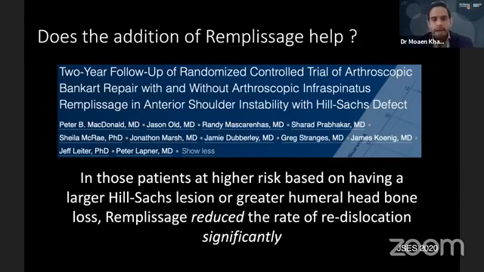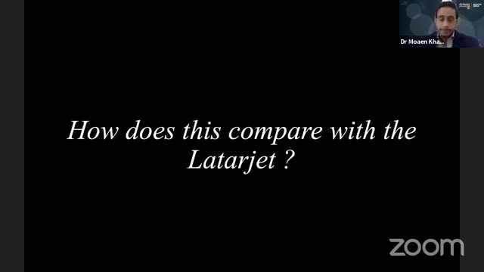Pete McDonald out of Winnipeg, where they looked at patients, and this is a randomized controlled trial with 2-year follow-up, and they found that the addition of the remplissage procedure does reduce the rate of redislocation significantly in those patients that are at higher risk. So clinically, yes, the remplissage procedure does help. So how does it compare with the lateral J procedure?